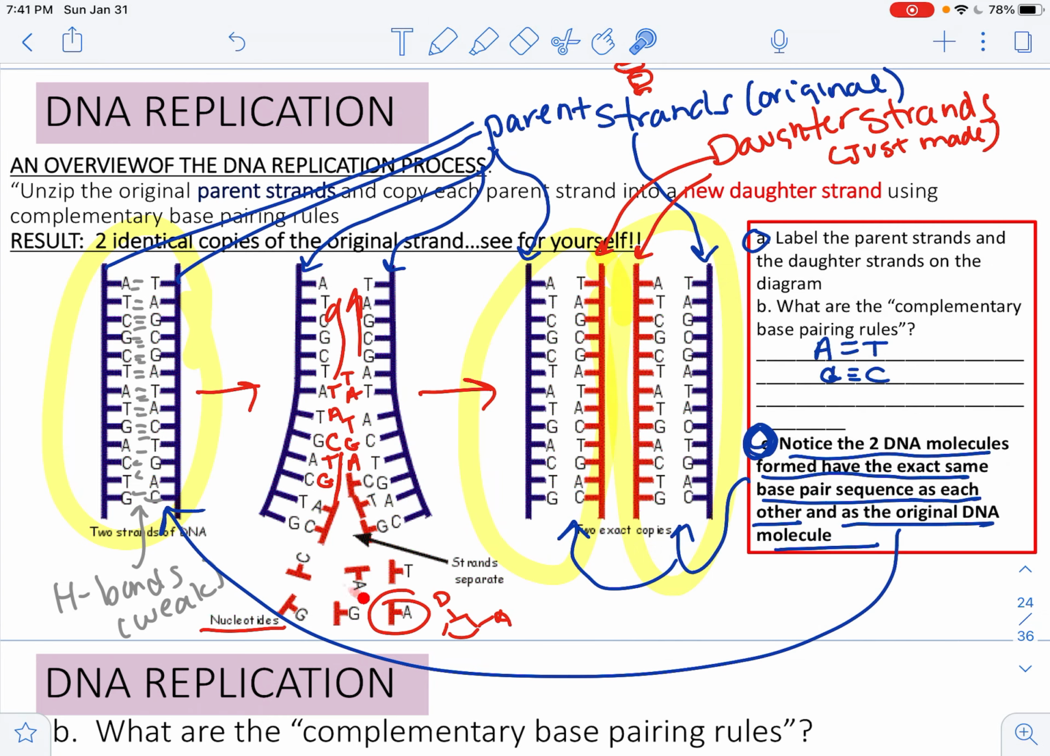So these individual nucleotides are floating around, and they're there as building blocks to add on when our DNA replicates. Where do they come from? From the food you eat, okay?